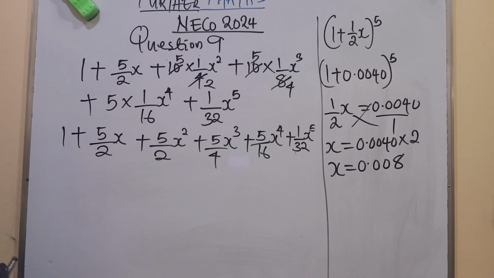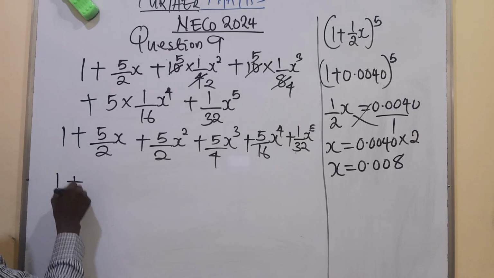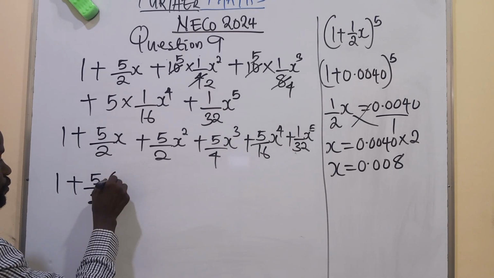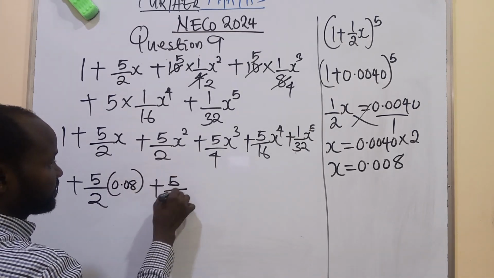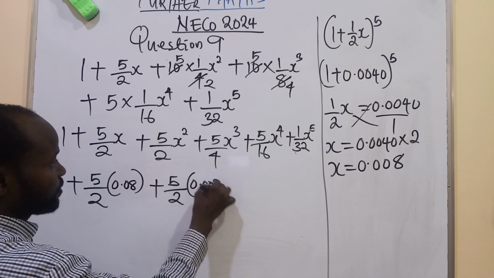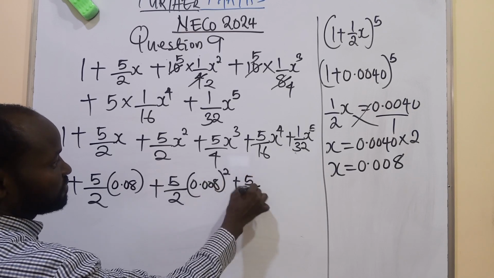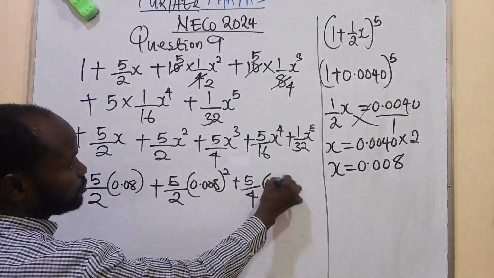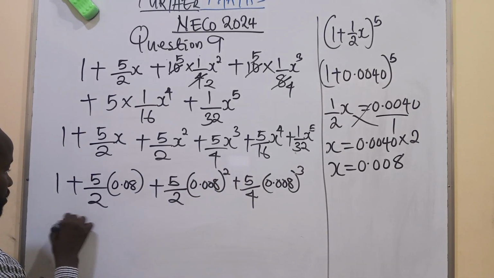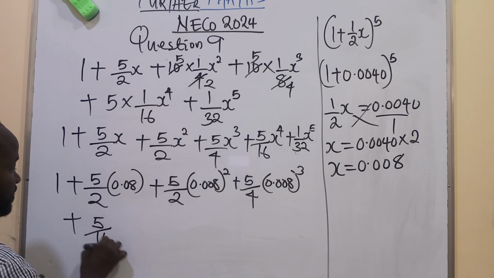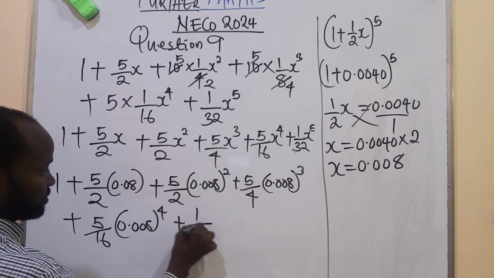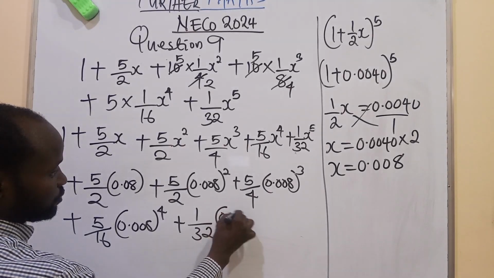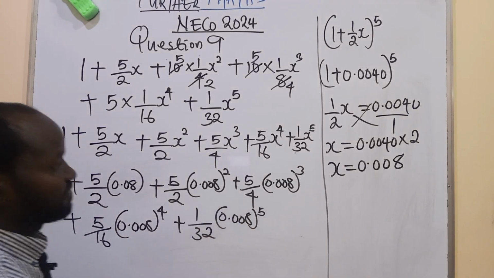So let's substitute x as 0.008. Okay, first we have 1 plus 5 into 0.008. Next one will be plus 5 divided by 2 into 0.008 power 2, plus 5 divided by 4 into 0.008 power 3. Next, plus 5 divided by 16 into 0.008 power 4, plus 1 divided by 32 into 0.008 power 5.